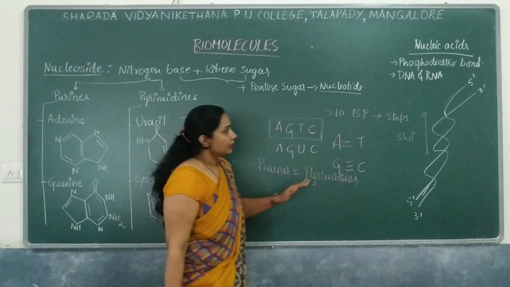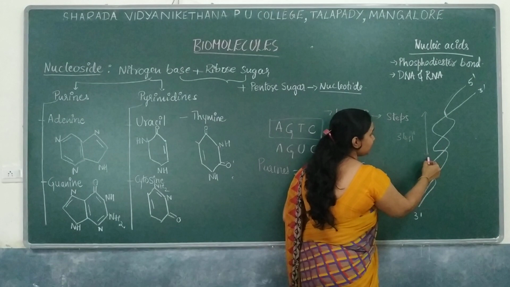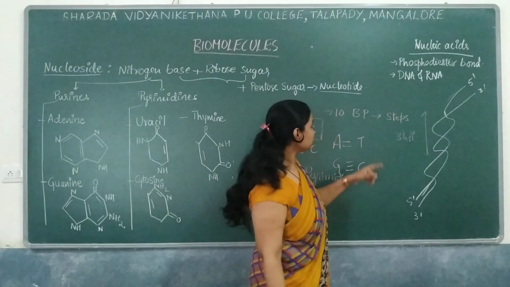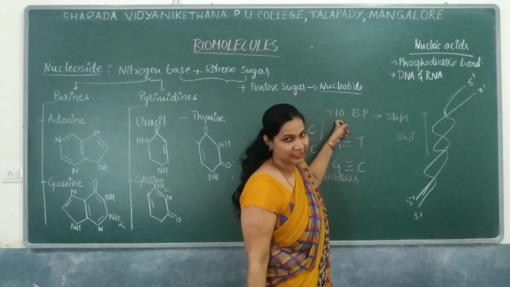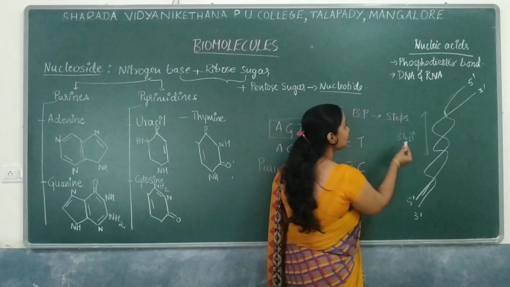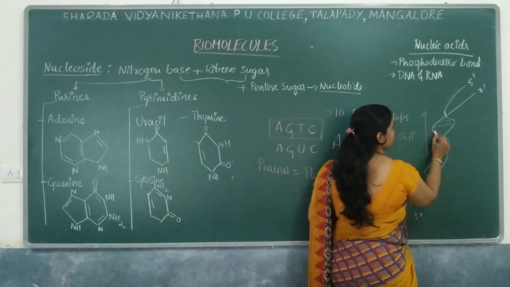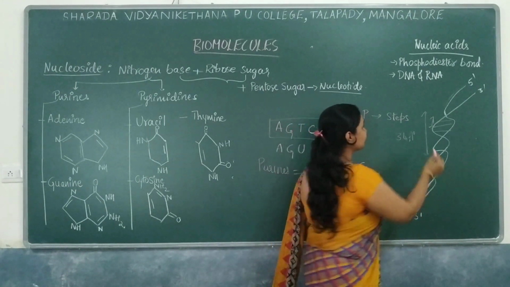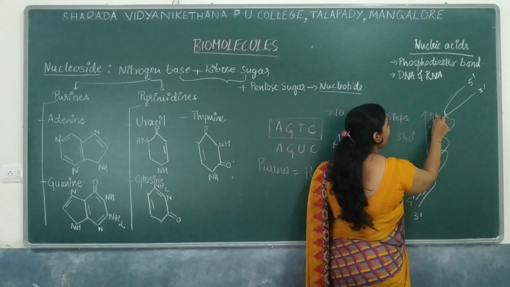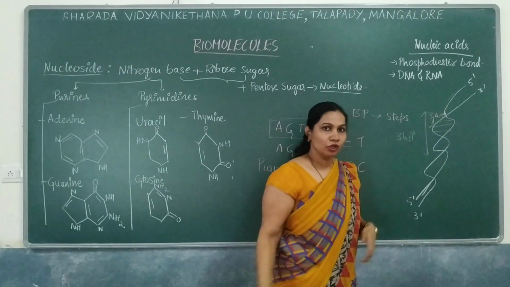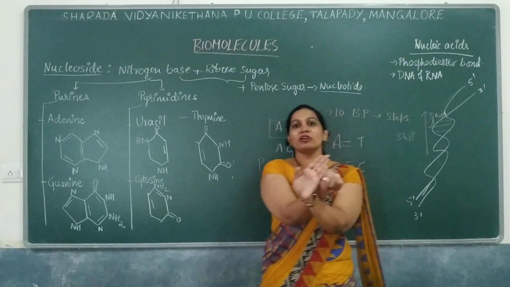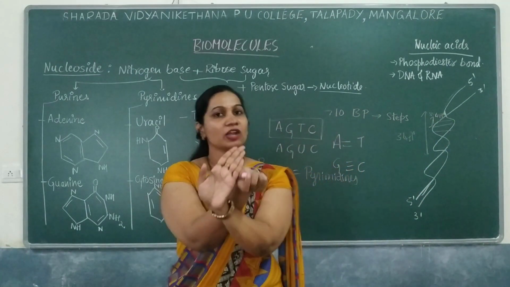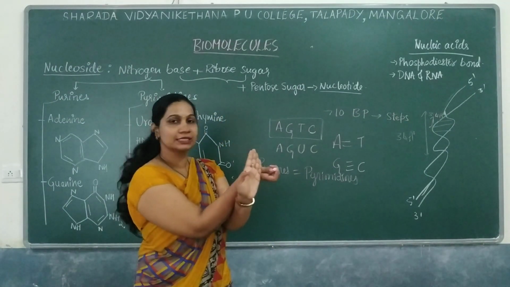Next, here, it is complete 10, as I told, it is 34 atoms consisting of 10 base pairs. So the distance between the successive base pairs will be around 3.4 angstrom. So the coiling is about 36 degrees. So the entire coiling is about 36 degrees.